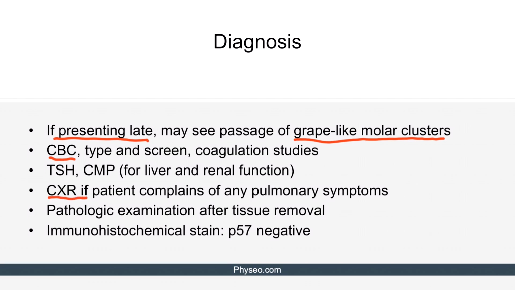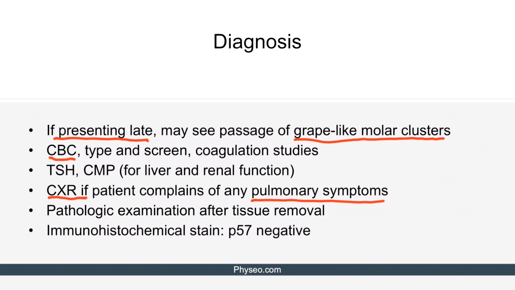Obtaining a chest x-ray used to be common, but it's now recommended only if the patient is experiencing pulmonary symptoms. This x-ray would be to rule out any potential metastasis that can occur if the molar pregnancy has become an invasive mole or is associated with choriocarcinoma, which we'll be discussing later in this lecture.